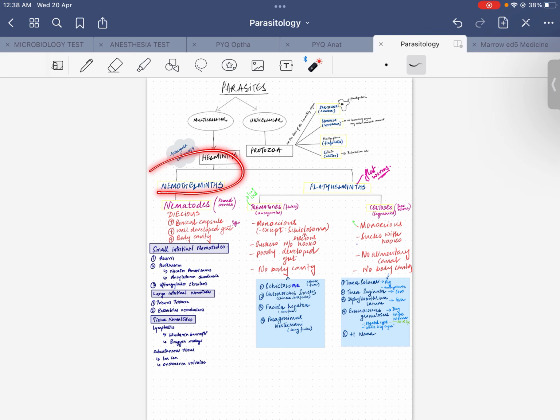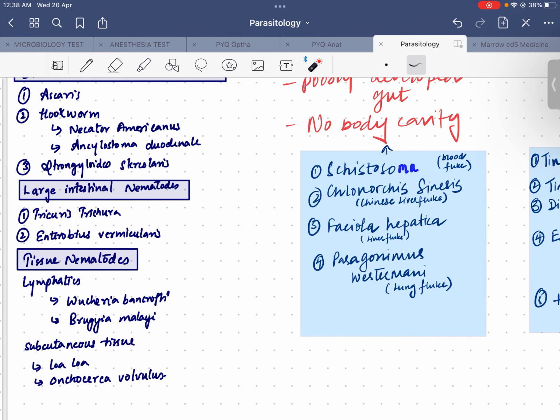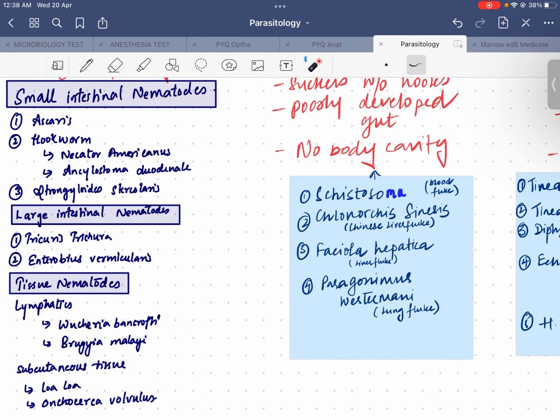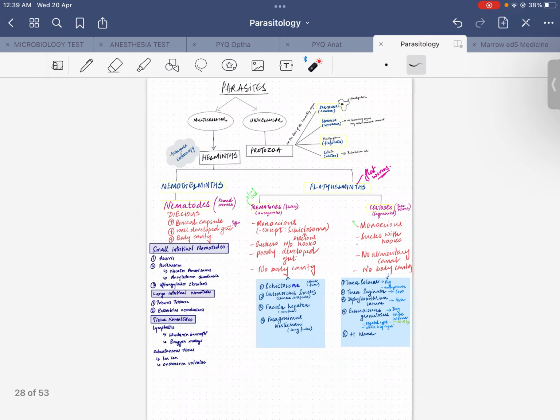Now let's go to the nematodes. As you see here, they are classified into small intestinal nematodes, large intestinal nematodes and tissue nematodes. Let us start with the small intestinal nematodes.